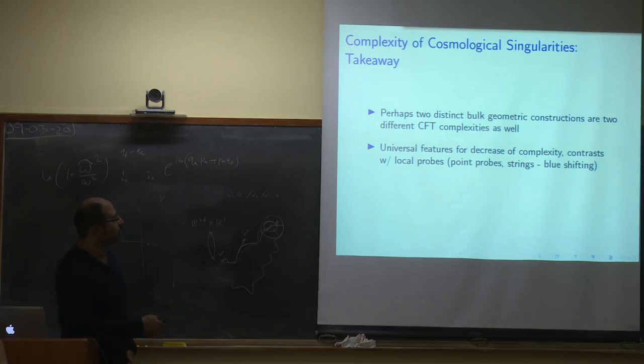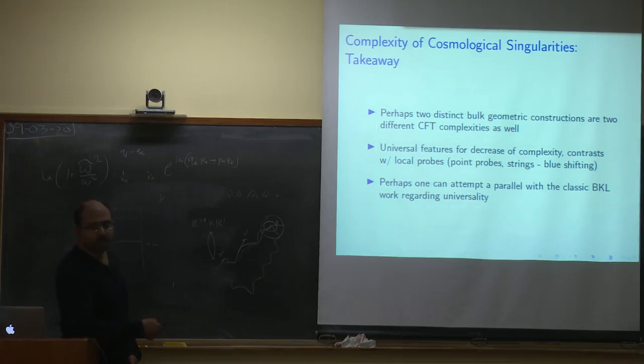So the way we see singularities with complexity is completely antithetical to our experience with local probes. And because there are some universal features, perhaps one can attempt a parallel with the classic BKL work regarding the universality when you approach a singularity. So, okay, this is an open question. This is BKL, this is Landau, Khalatnikov, and I forgot who the B was. If you approach the singularity, if you do GR, not doing perturbations near the singularity, then there are some universal features in the way you approach the singularity.